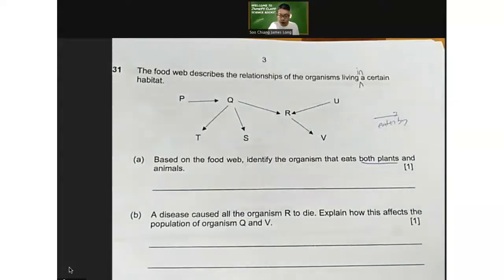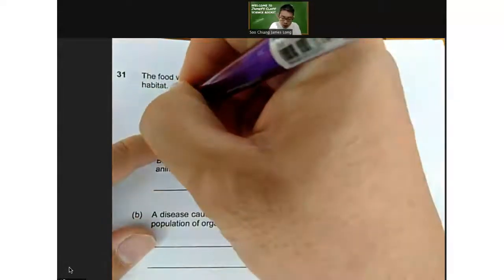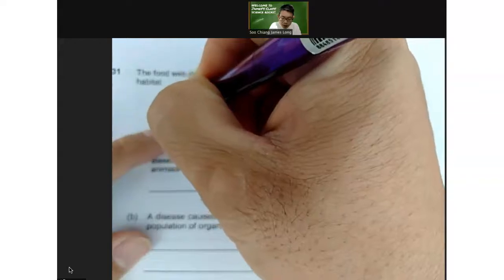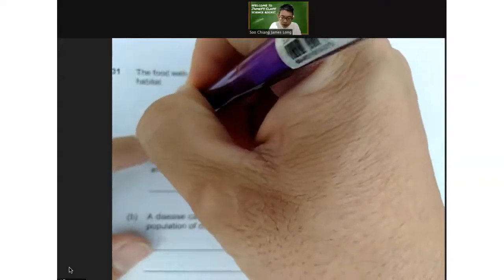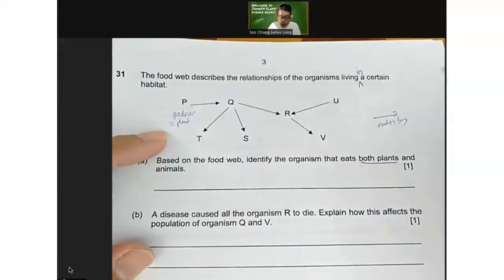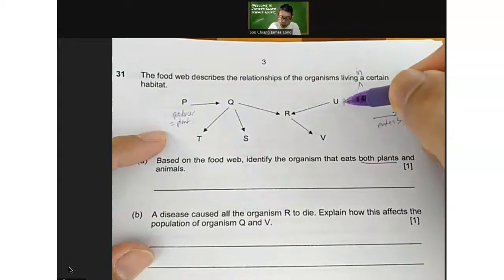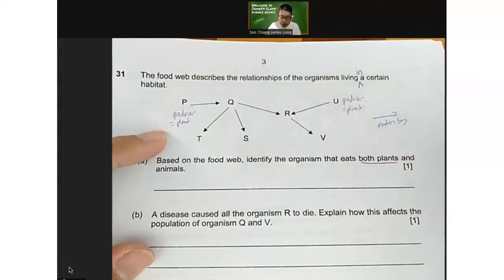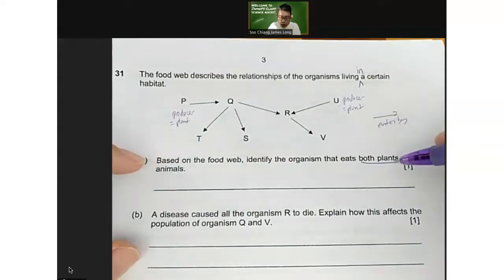And first, always find the producer. So P here is a producer, which is the plant. Alright. U is also a producer. U is also a plant. Those are the only producers. So which organism eats both plants and animals?